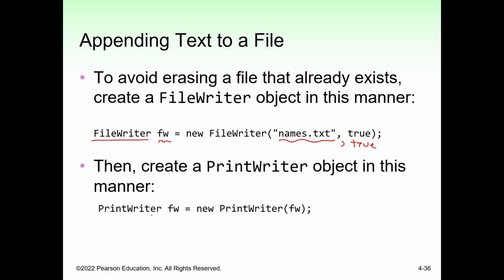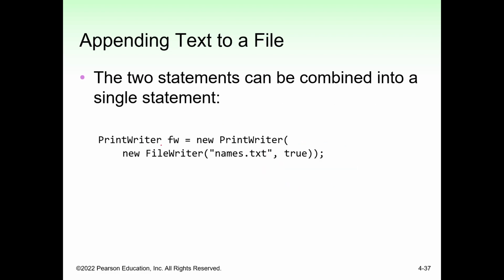After that, we have to create our PrintWriter object the way we did before. However, instead of using the name of the file here, we will append an object. We will append a FileWriter object. We're going to pass it as our argument to our PrintWriter object. So I know there's a lot of words like object and FileWriter, but just look at this sentence right here. This is all you have to do.